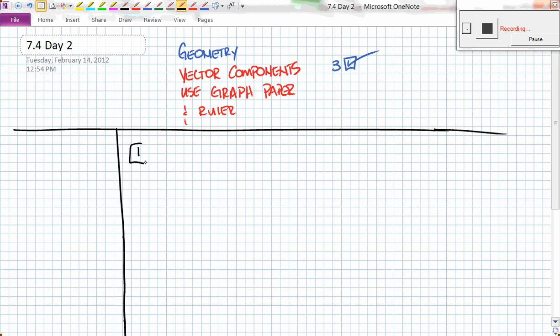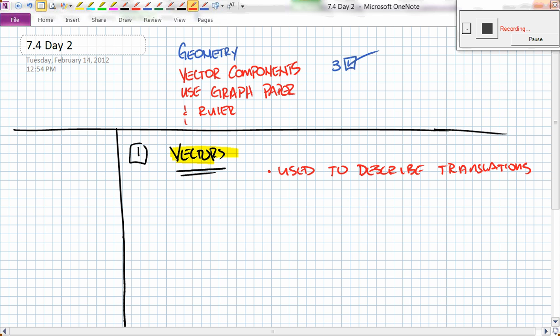We're beginning today with this first idea of talking about what vectors are. So let's define them, let's use them. They are used in geometry to describe translations. So they're a way that we can describe translation. That's one thing that a vector can do, right?